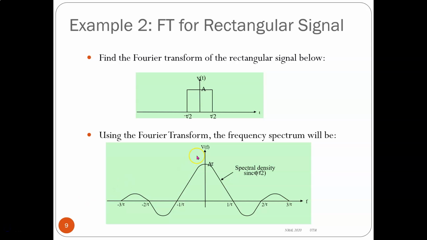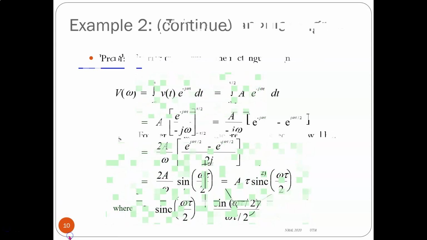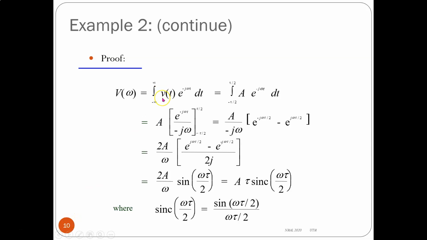To prove the Fourier transform for this rectangular signal, we perform the integration of v(t) from negative infinity to infinity, where v(t) is multiplied by exponent negative j omega t dt. The duration here is between negative tau over 2 and tau over 2. So we take out the A and integrate the exponent function, which becomes exponent negative j omega t divided by negative j omega. We replace t with tau over 2 and negative tau over 2, and we solve like this.